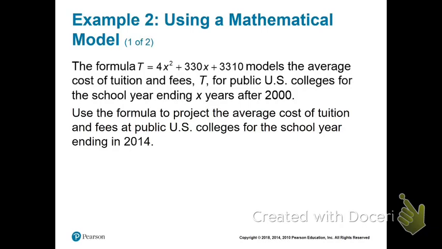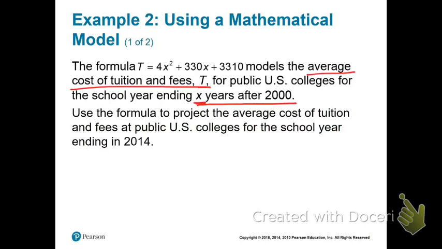So first, let's go through and see what our variables represent. As I go through, I see that I have a T and an x. So what is T? Well, it's right here, so I need to read around it. It says the average cost of tuition and fees T. So T is going to be the cost of the tuition and the fees. Then what is x? x is right here, and so it's the school year ending x years after 2000. So x is going to be the number of years after 2000.